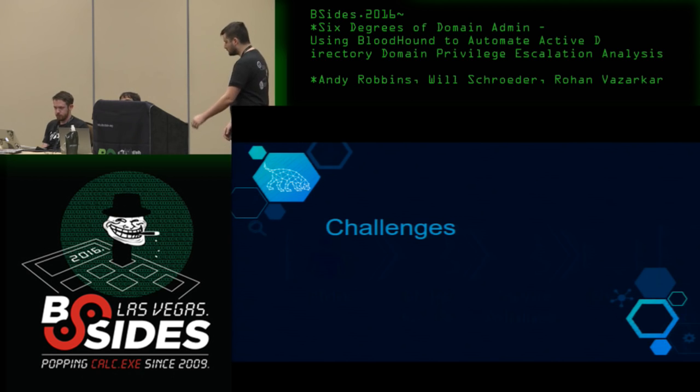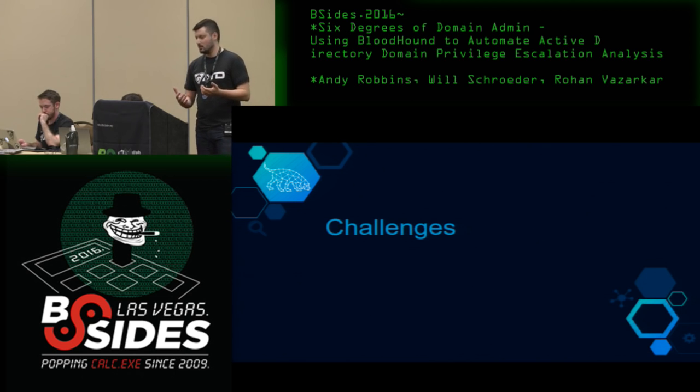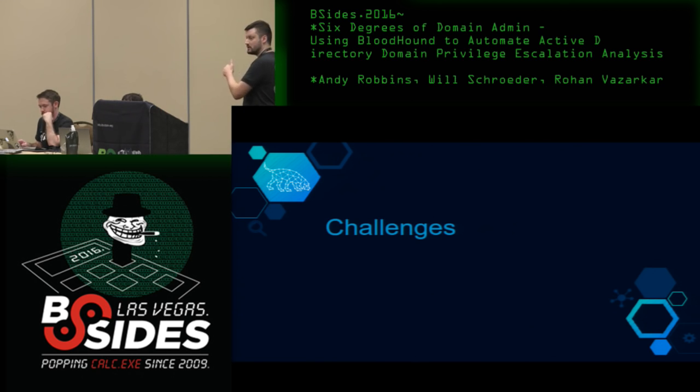Awesome. All right. So while the derivative local admin attack is highly effective, and I would say that on almost 100% of our engagements, if we get any kind of privilege, given enough time, we can turn that privilege into domain admin or enterprise admin, there are some significant challenges and weaknesses with this approach as well.